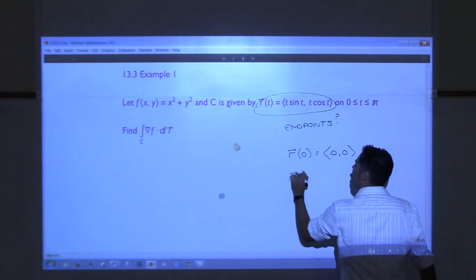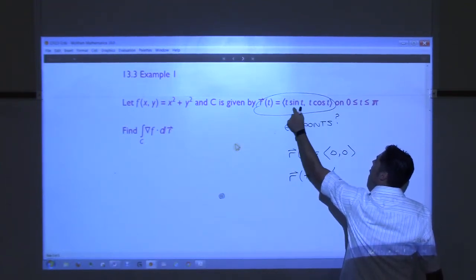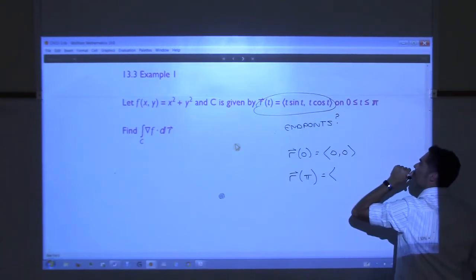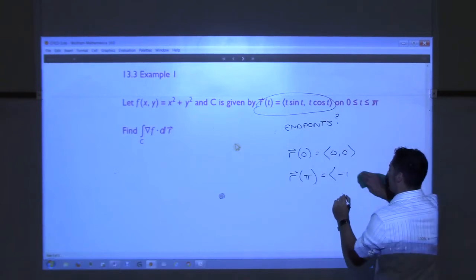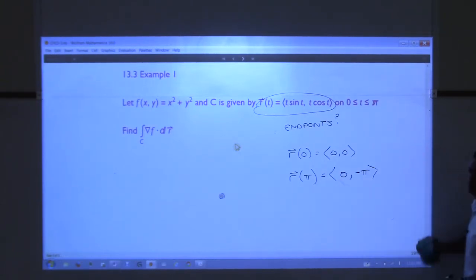Now what is r of pi? Well, sine of pi is 0, so that's 0. And then negative pi. Sorry, I forgot to put the 0. So 0 and then negative pi, right? Like this? Okay. Those are the endpoints.